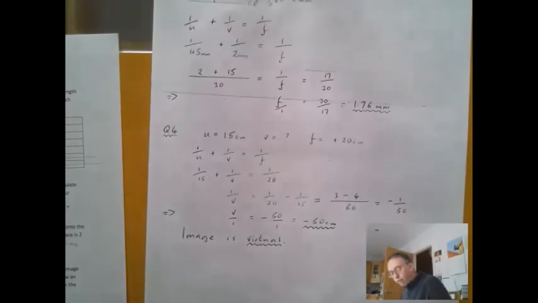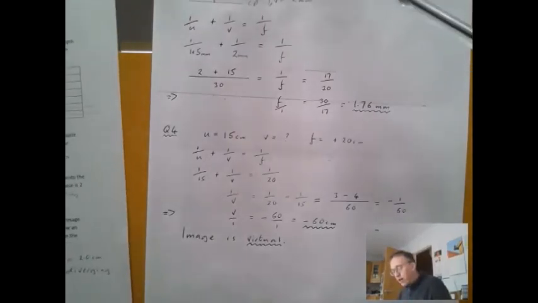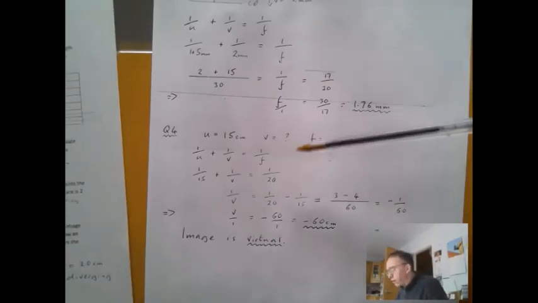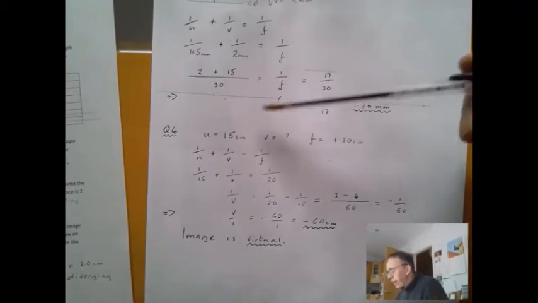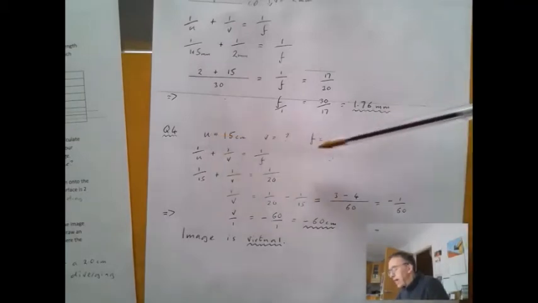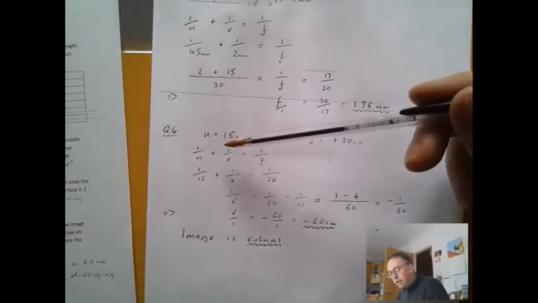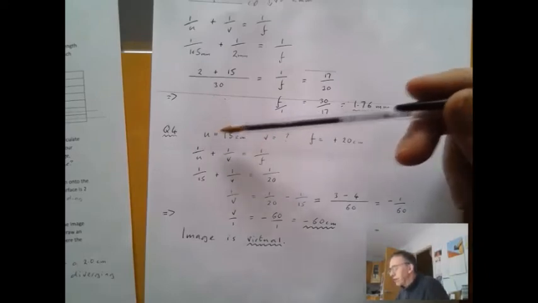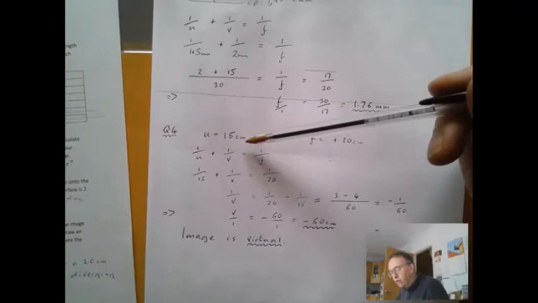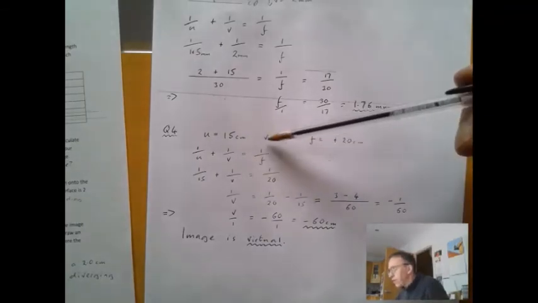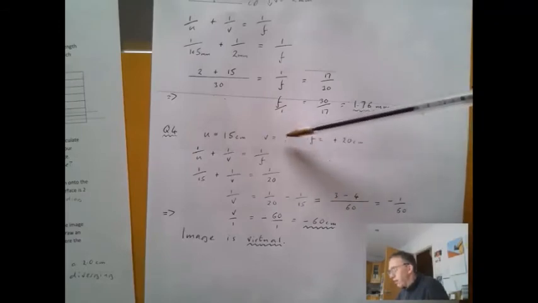Okay, question four, an insect placed 15 centimeters below a converging lens of focal length 20 centimeters. This time I did the calculation first, which makes me nervous, without doing the sketch. The insect is placed 15 centimeters below the lens, so the insect is the object, and the object distance is 15 centimeters. The focal length is 20 and it's converging, so it's positive. The image distance is question mark.